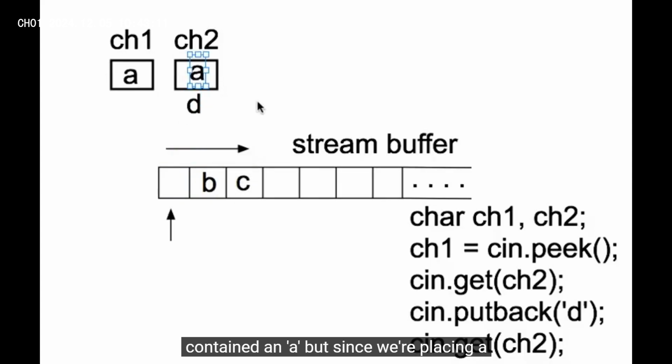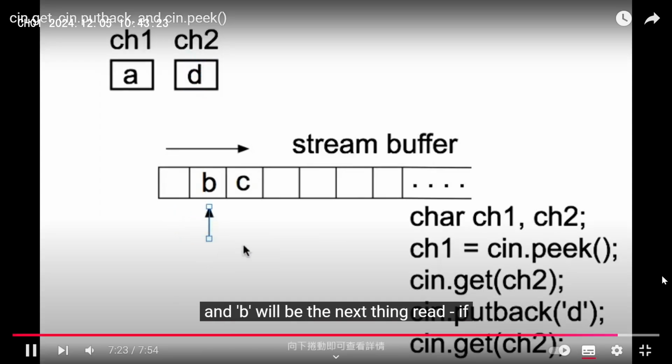ch2 contained an A, but since we're placing a D there, the A gets clobbered. And so the A is overwritten with D. And then we move the pointer over, and B will be the next thing read if there is another get statement or some other statement that reads from the buffer. There isn't. Let's just pretend that the program terminates after this statement.